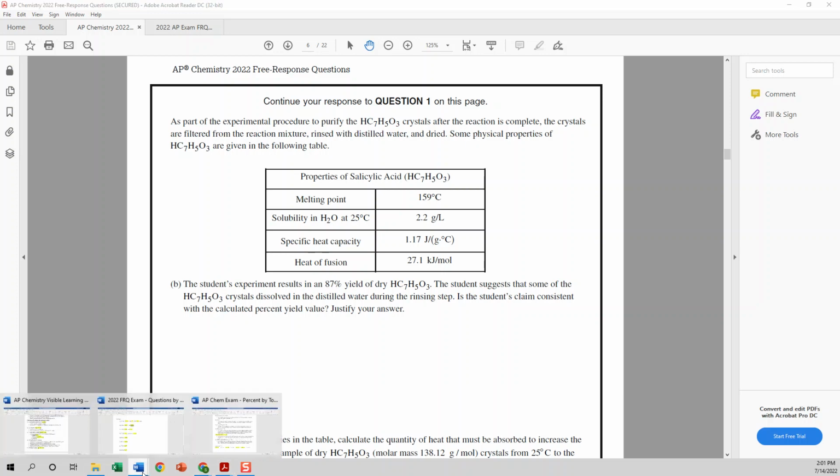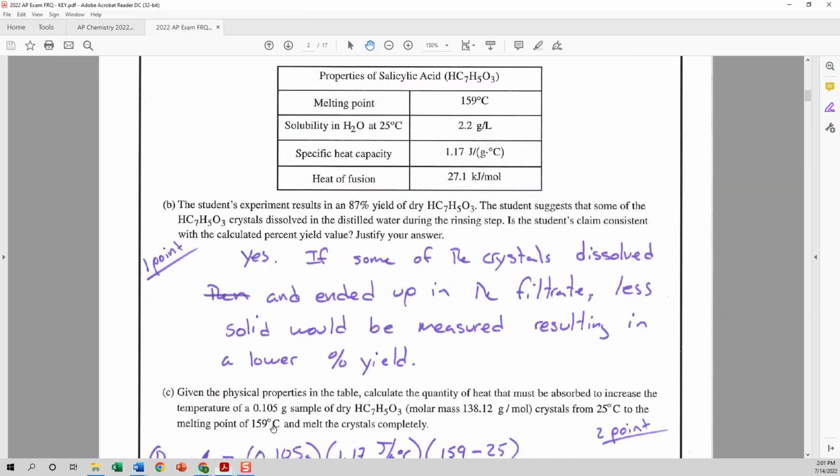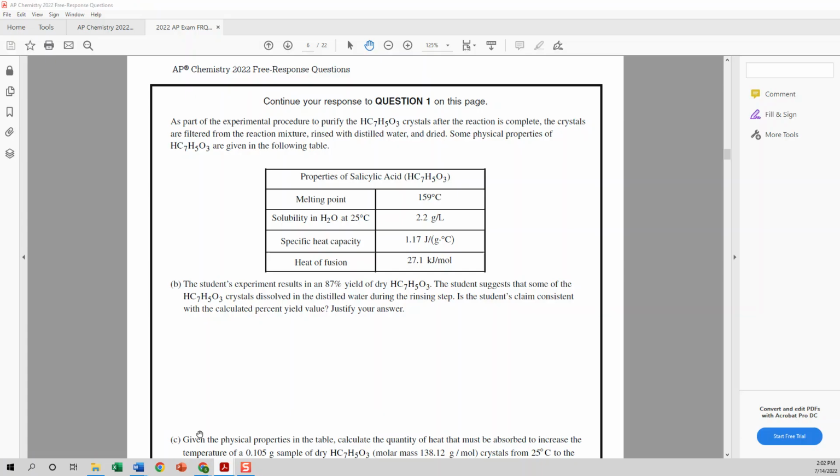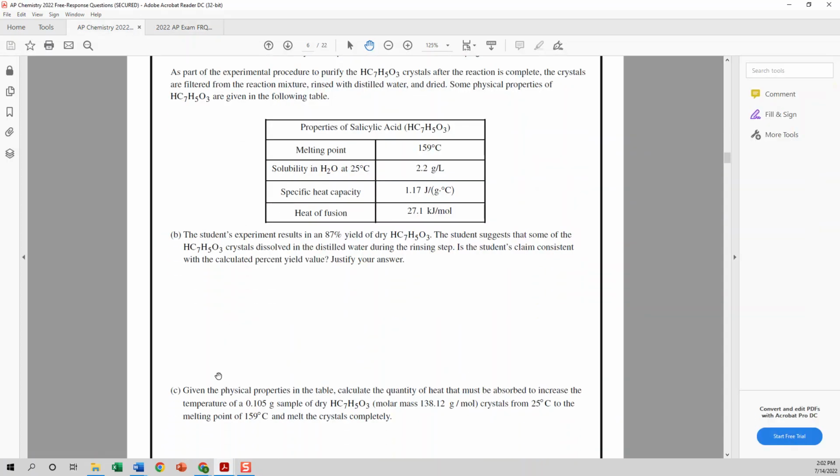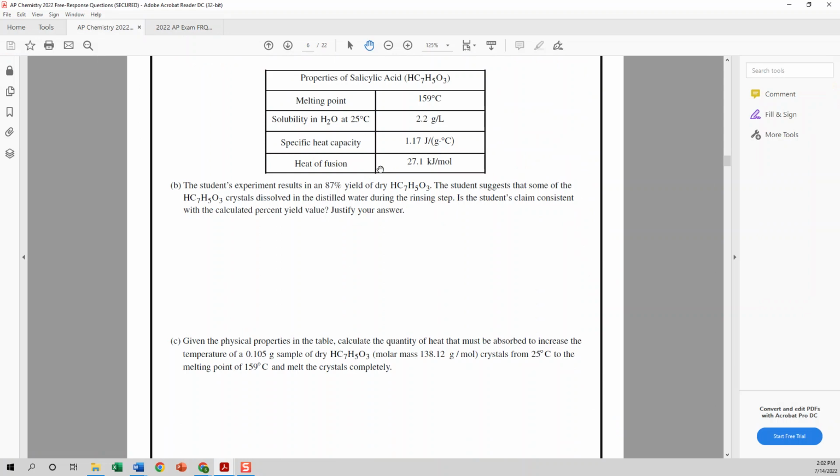So the answer, yes, if some of the crystals dissolved and ended up in the filtrate, less solid would be measured, resulting in a lower percent yield. Okay, so there you go. All right, let's go to question C. Given the physical properties in the table, so we got the melting point, we got solubility in water, so it tells us it is water soluble, 2.2 grams per liter.